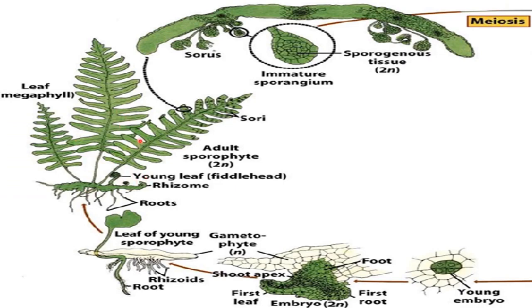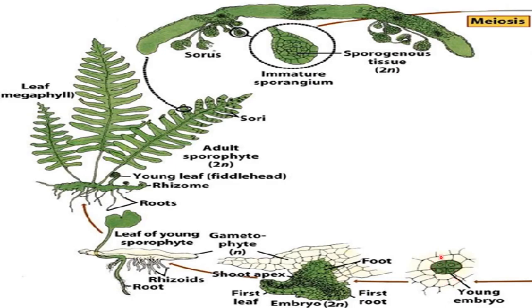See here, these are megaphylls, the leaves where the sporangium is present. Okay, you have seen this diagram, right? So this sporangium is present here, and inside the sporangium sporogenous tissue is present. How has this sporophyte structure having these leaves been formed? It has been formed from this embryo. Okay, where is this embryo coming from?